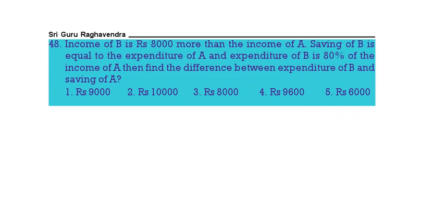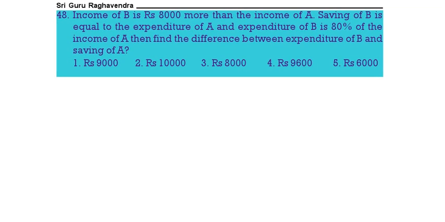Income of B is 8,000 more than income of A. Saving of B is equal to expenditure of A, and expenditure of B is 80% of the income of A. Then find the difference between expenditure of B and saving of A. Now here, let's suppose A's income is x. B's income is 8,000 more, so 8,000 plus x.